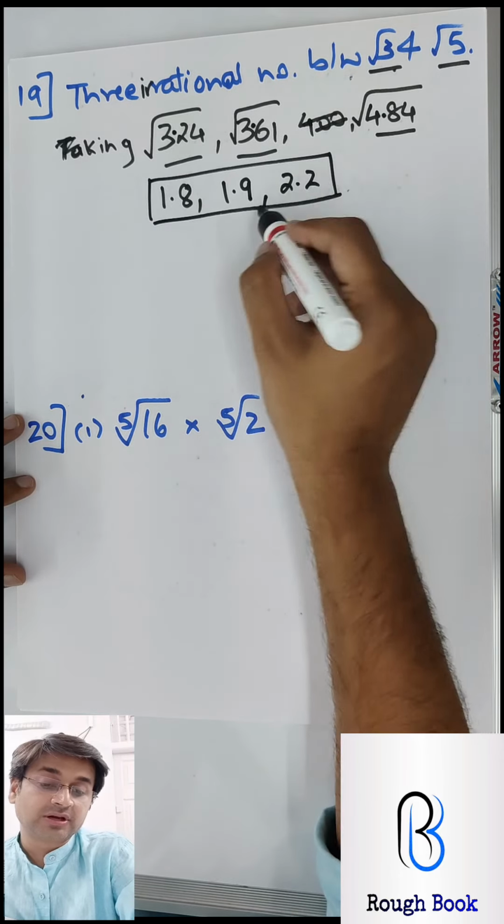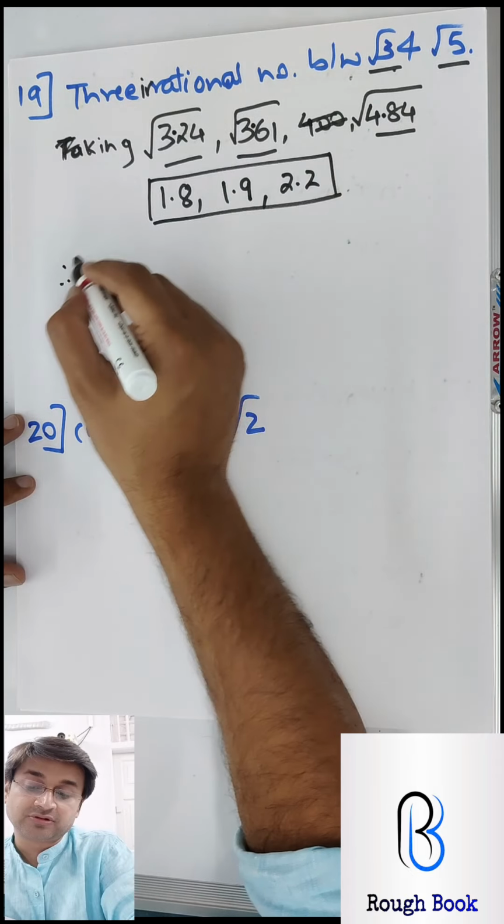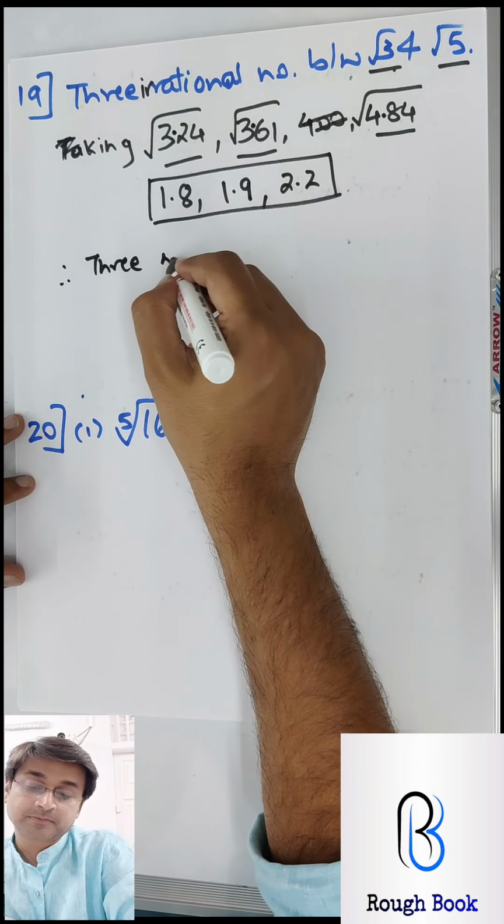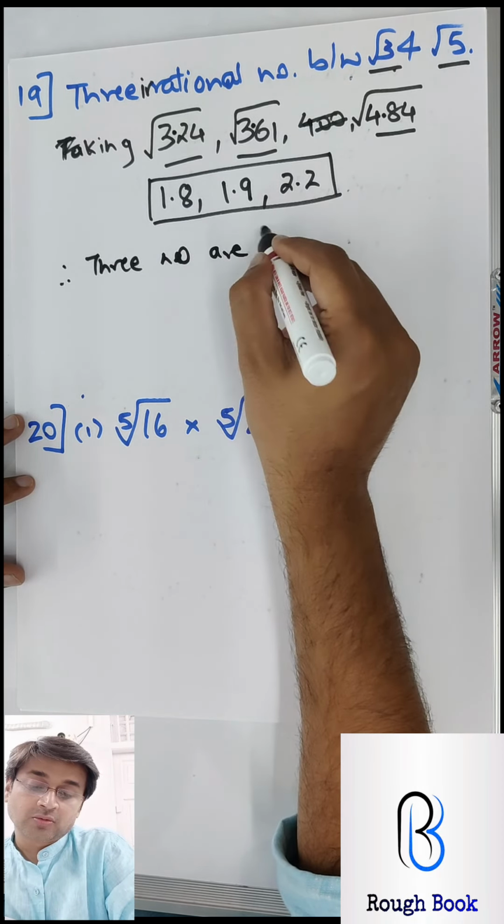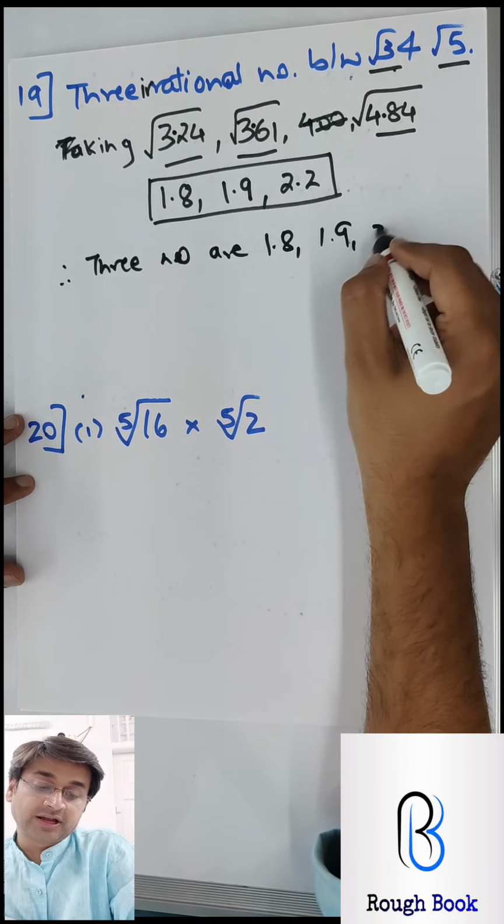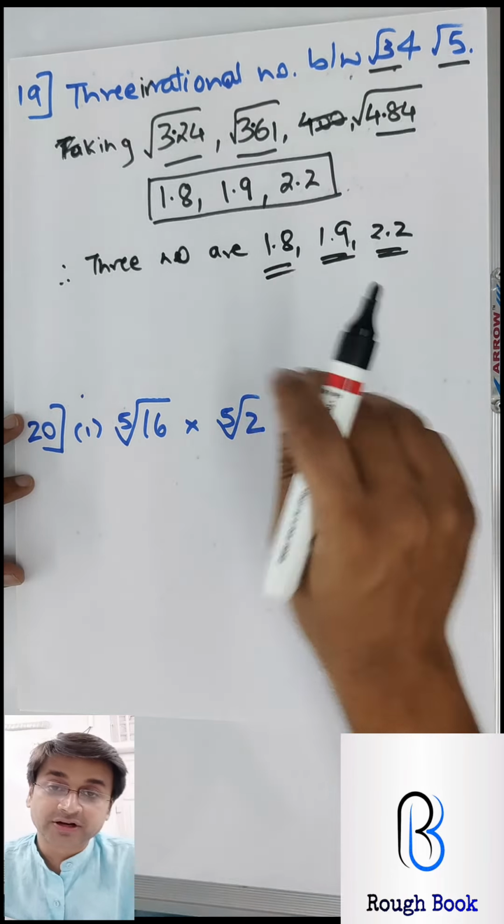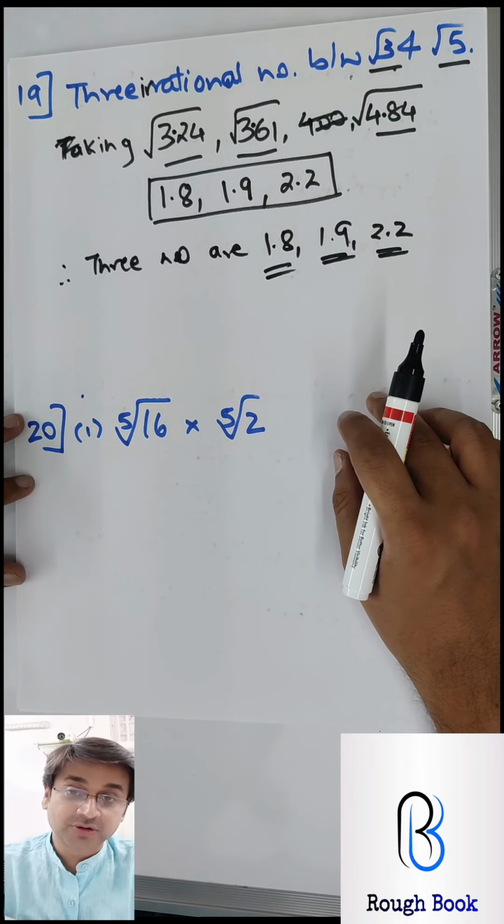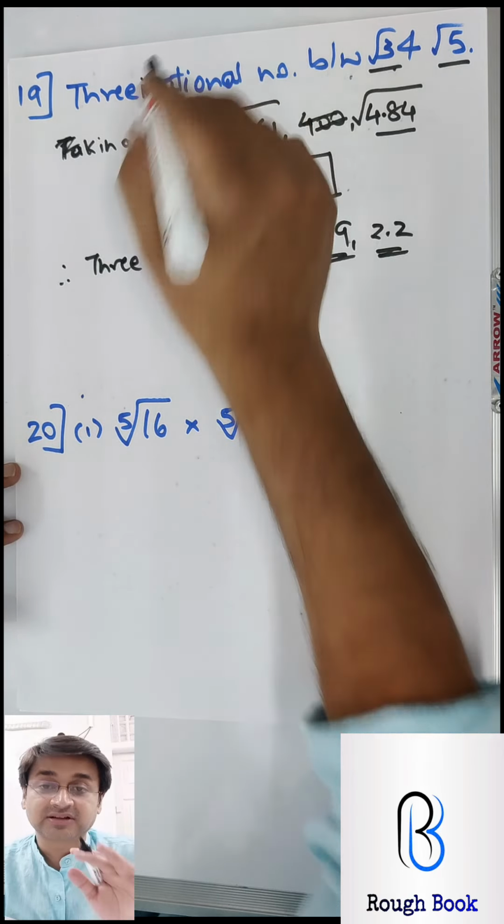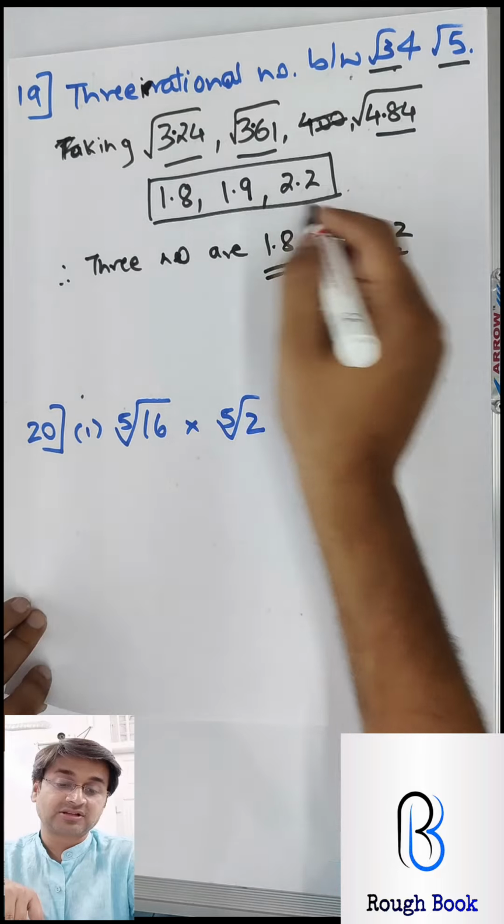Can you see these 3 numbers will lie between these two now. So you can say therefore 3 numbers are 1.8, 1.9 and 2.2. Got it now? Did I make it easy for you? Great. This is not irrational. I think this is rational only. My bad. So these are rational numbers.